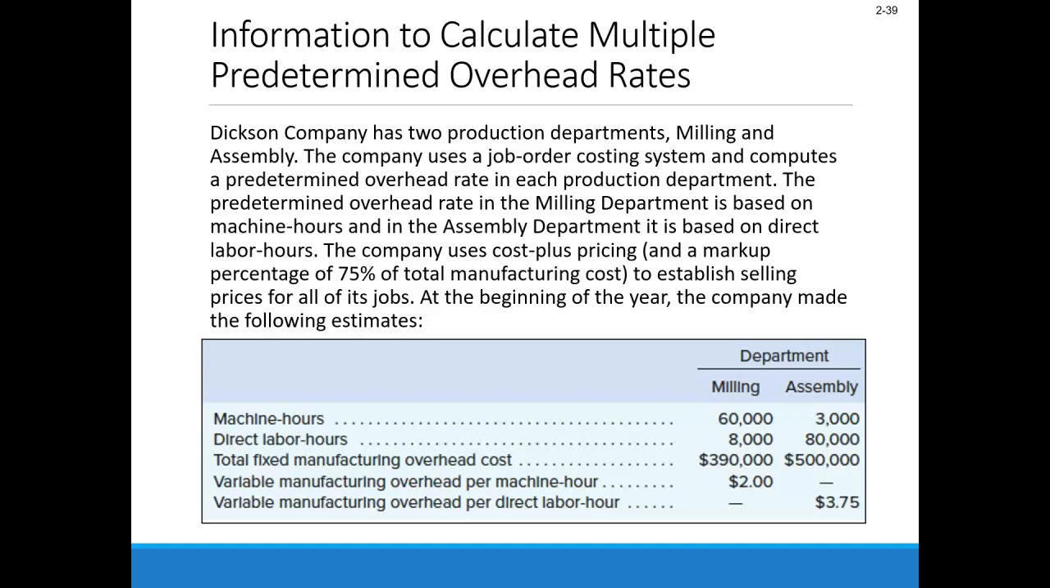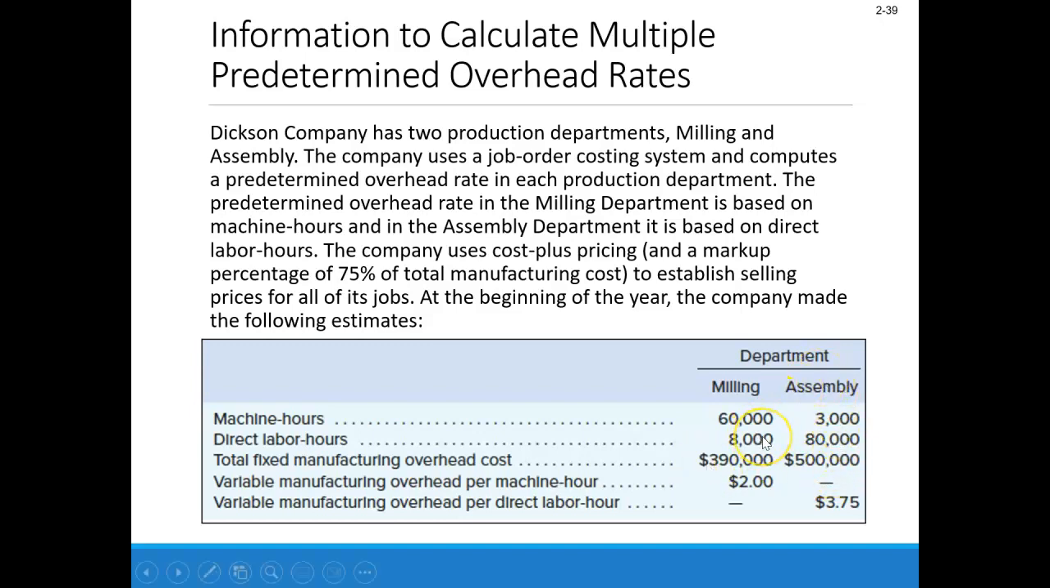At the beginning of the year, the company made the following estimates. So these are estimates. Estimated machine hours will be used for the milling department. For assembly department, we're going to use estimated direct labor hours. And do you see why it's more appropriate for milling to use machine hours? Because 60,000 machine hours and there's only 8,000 direct labor hours. So the machine hours truly are the cost driver. It is the cost driver for this department.